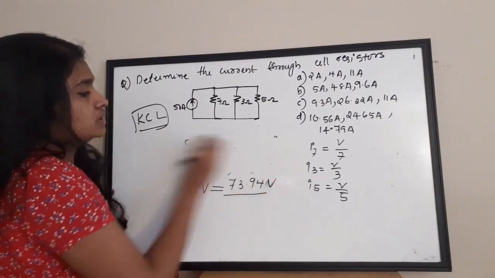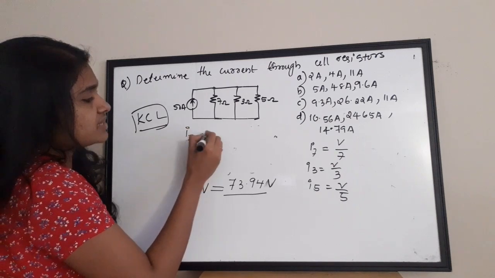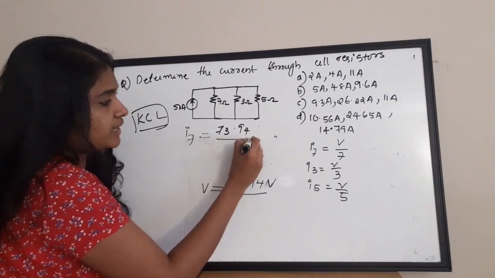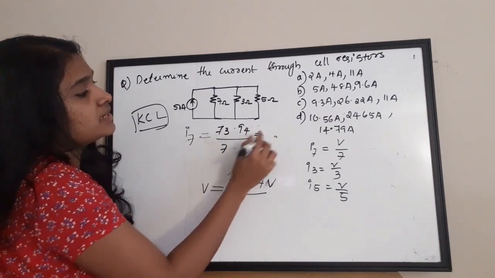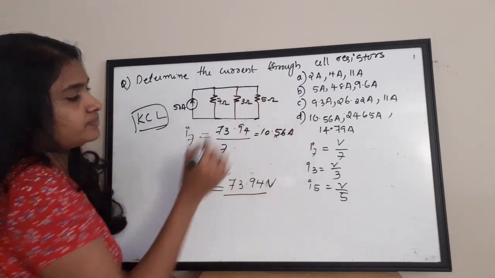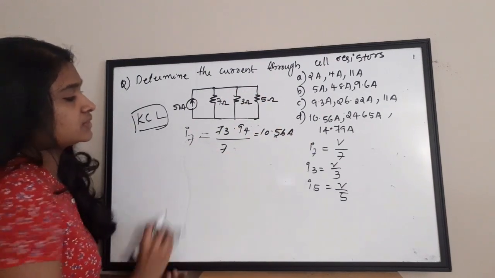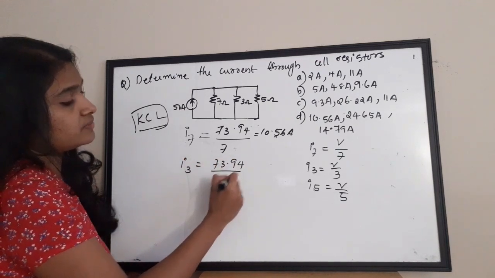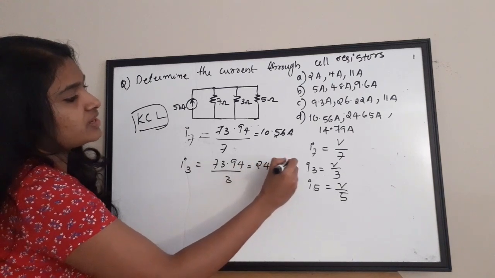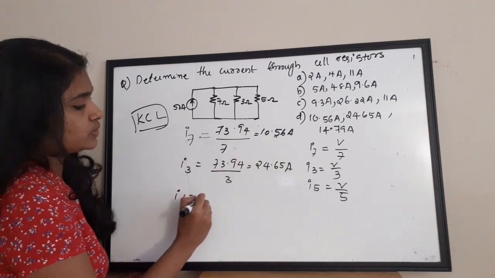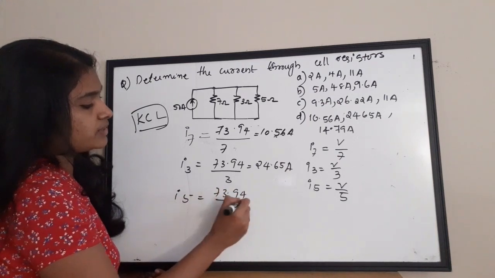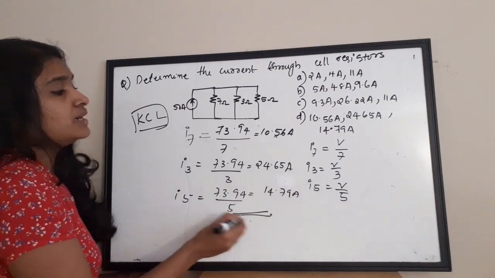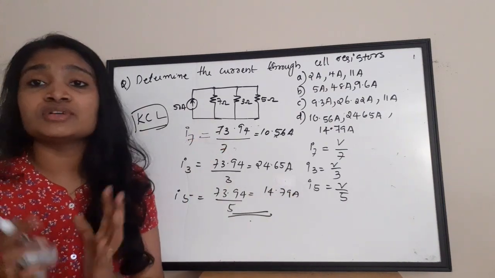So I7, the current through 7 ohm, is 73.94 volt by 7, and it is obtained as 10.56 ampere. I3 is equal to 73.94 by 3, which is 24.65 ampere, and I5 is equal to 73.94 by 5, which is equal to 14.79 ampere. So this question is actually an application of Kirchhoff current law.